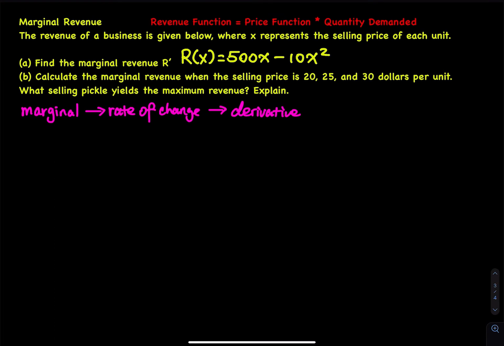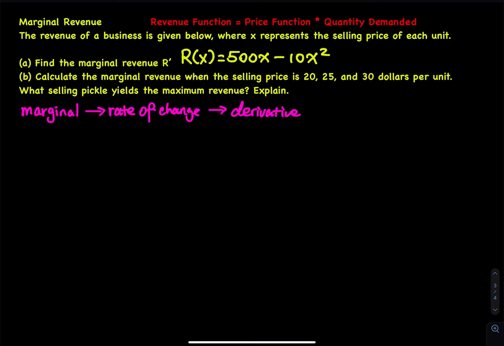This problem is regarding marginal revenue. The revenue of a business is given below, where X represents the selling price of each unit. So we have R of X equals 500X minus 10X squared, and X means the selling price. So let's say the price is equal to 0. If you plug 0 into the revenue function, the big R, so when X is equal to 0, you don't get any revenue, right?